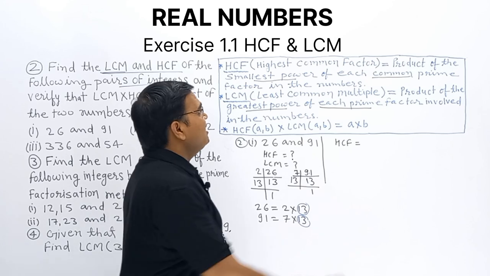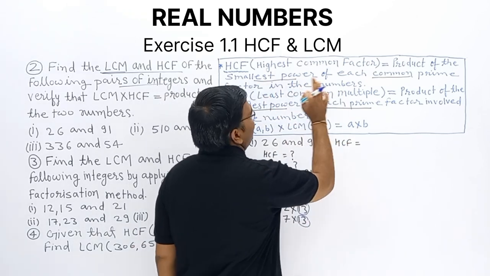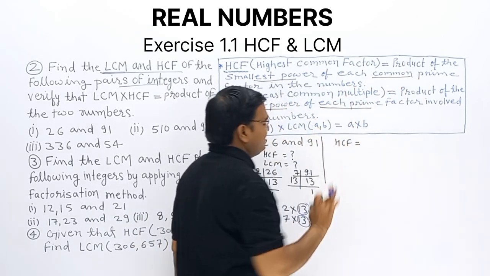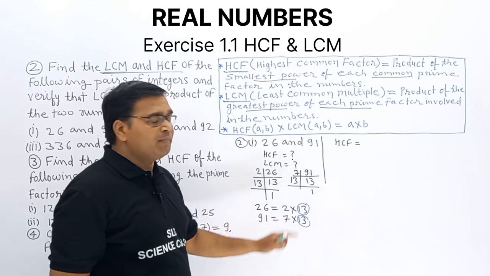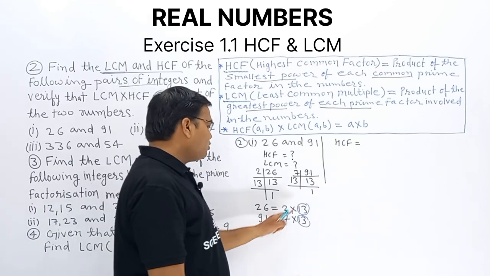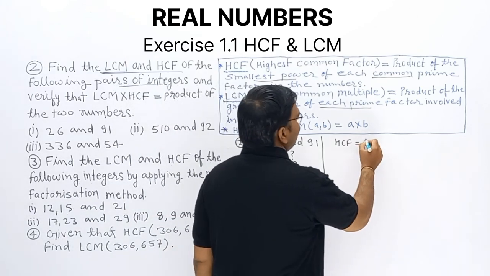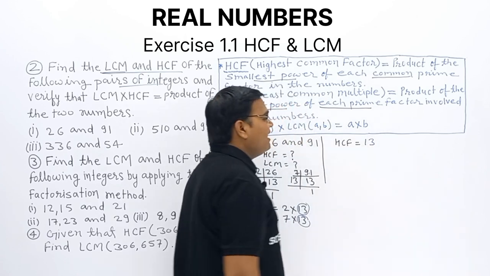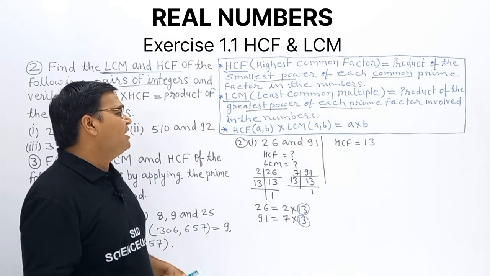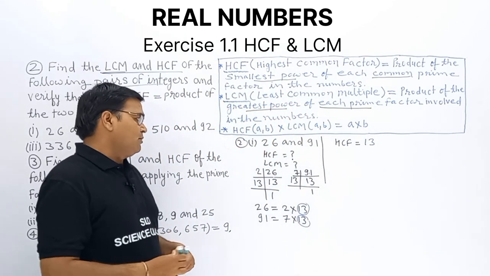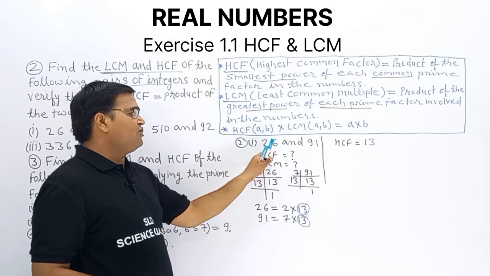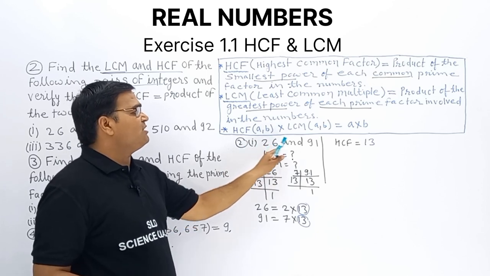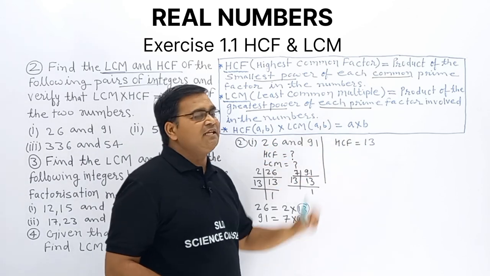So we take the smallest power of each common prime factor. In both, what number is common? 13. So 13 will be the HCF. 13 will be the HCF of these two numbers. The HCF of 26 and 91 will be 13.